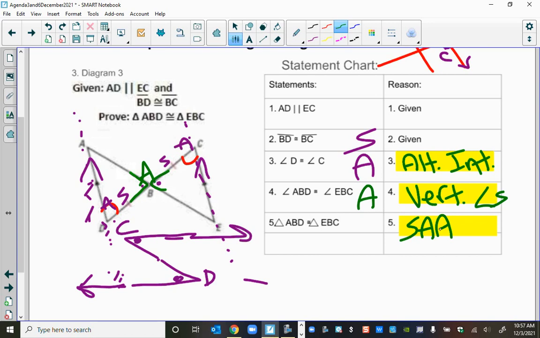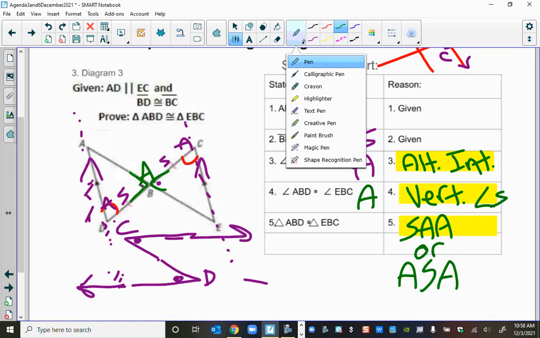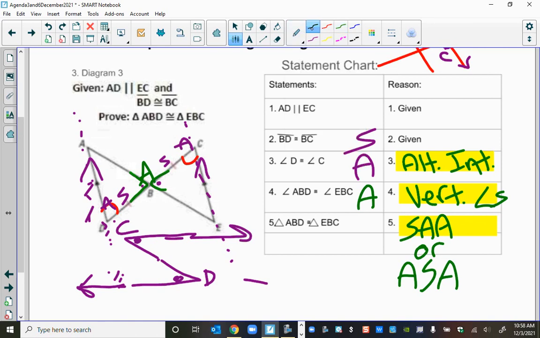Look at here. Is it SAA or ASA? Which one will it be? Look at your diagram. Look at where the A's and the S's are, how they're ordered. What can we say? ASA. It's going to be ASA in the end. That's right. It's actually going to be ASA.